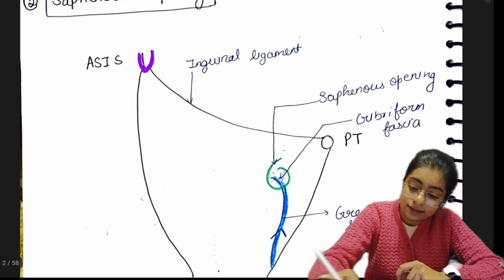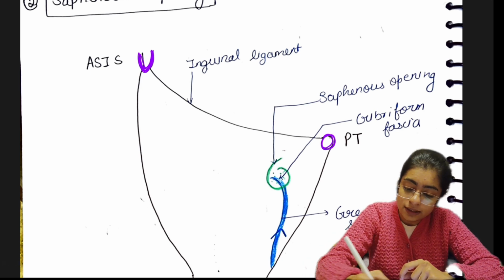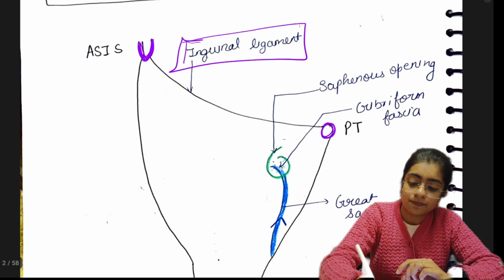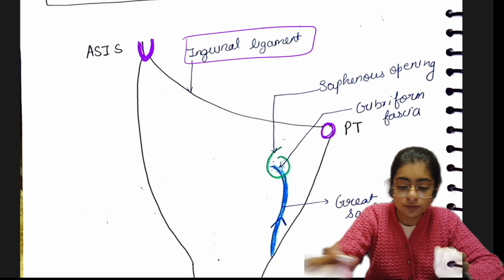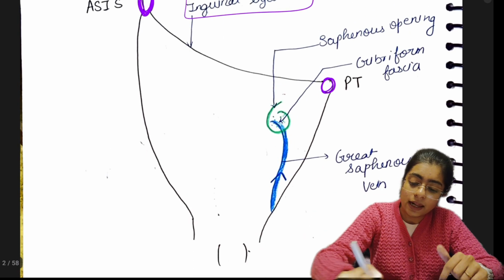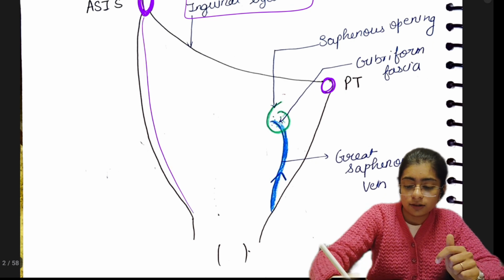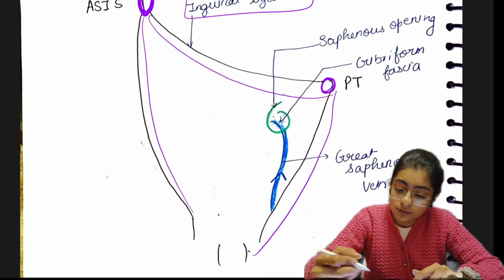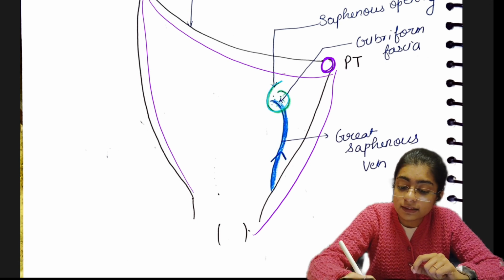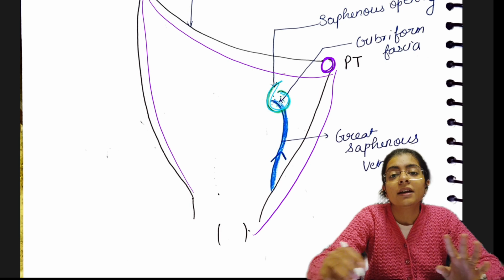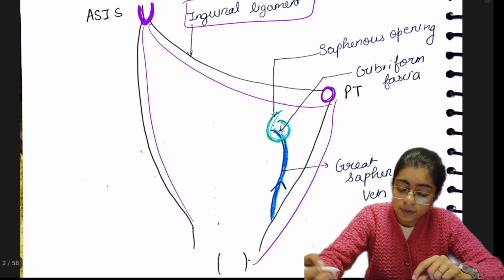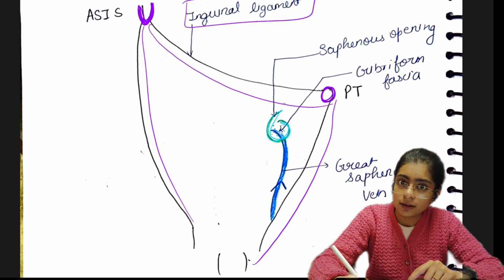So this is the ASIS and this is the pubic tubercle. If I join these two, this is the inguinal ligament, extending between these two points. If I draw a rough triangle right here, you can see an image of a triangle, and here I can say it is the saphenous opening. I'm not telling you the exact location or the centimeters; that is part of surface anatomy. So here is the saphenous opening, and the great saphenous vein is going right here.